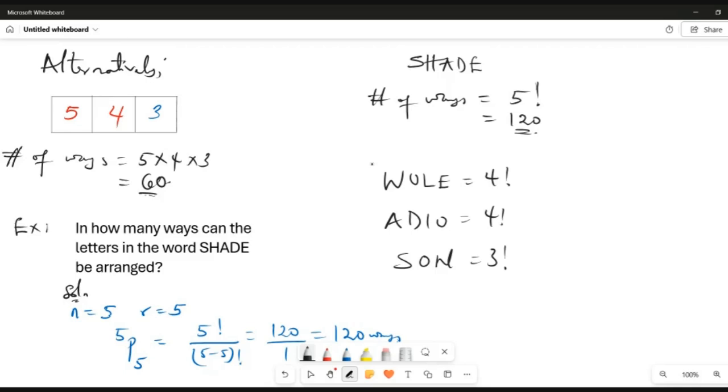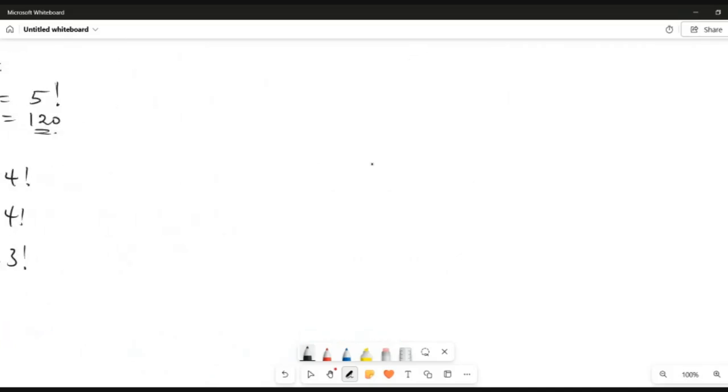So after this, that's still on permutation. After this, then we can now go to permutation in a circular object. Cyclic permutation. Let's use that language. Cyclic permutation.